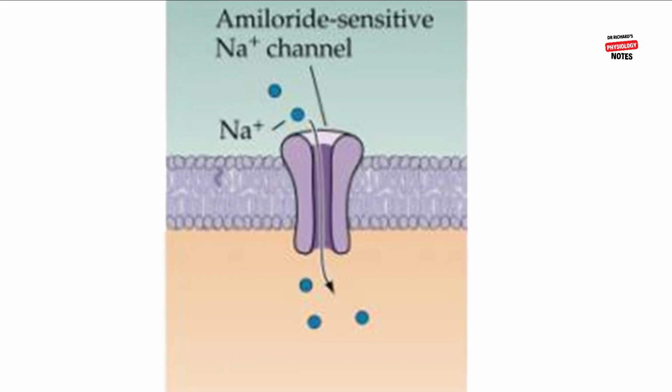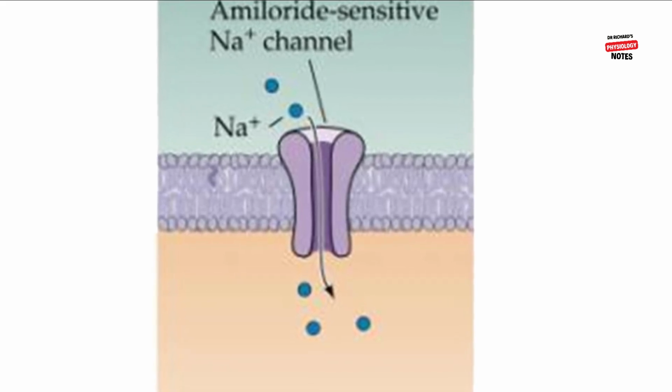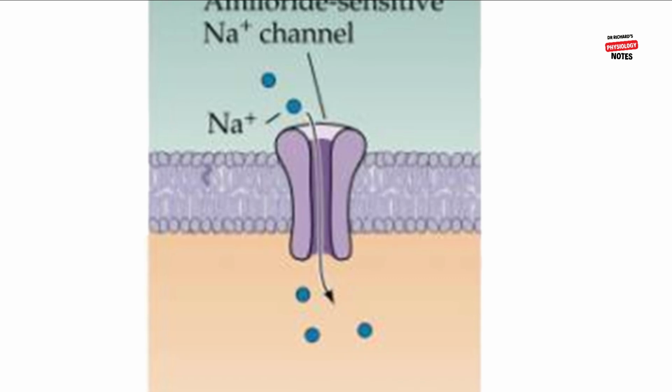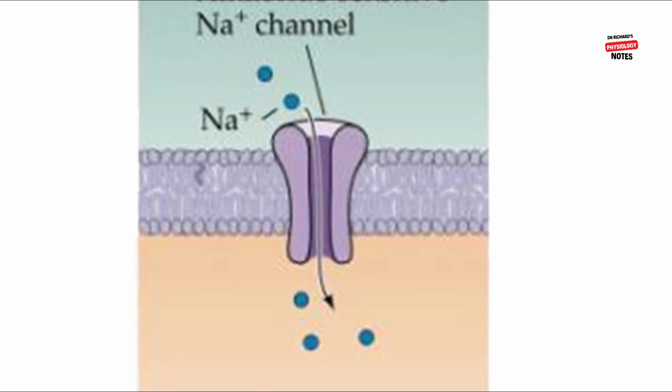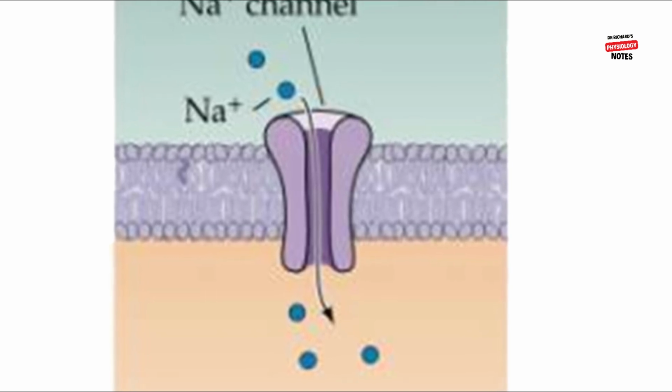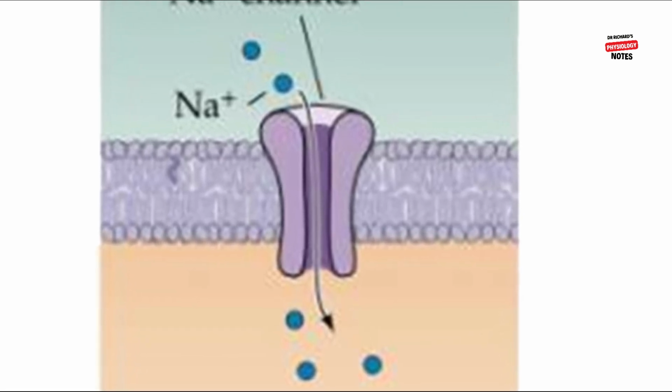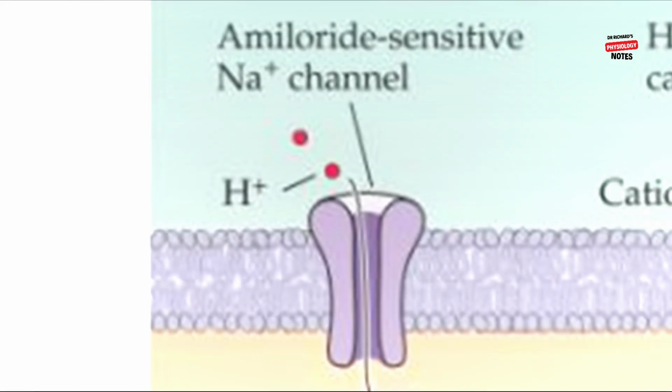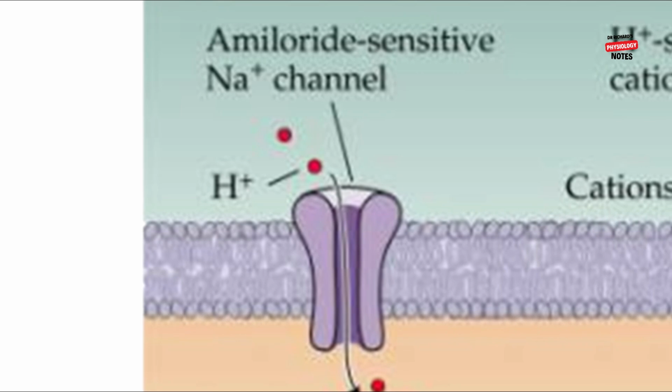This causes a depolarization, which in turn causes voltage-gated sodium and calcium channels to open near the synaptic vesicles, triggering the release of neurotransmitter onto the gustatory afferent axon. Now let's look into the taste of sourness. The taste of sourness is mediated by protons.